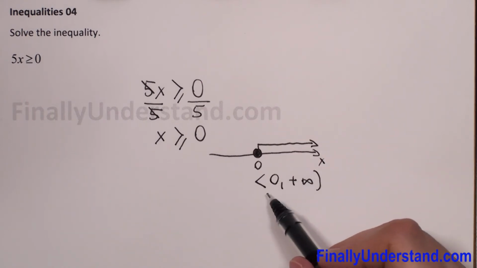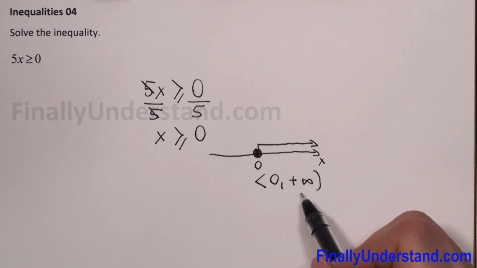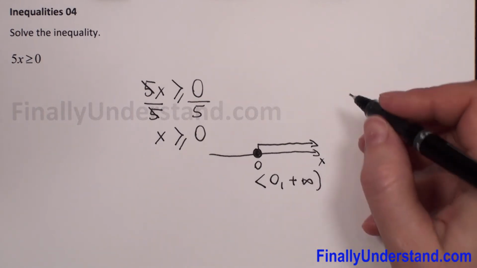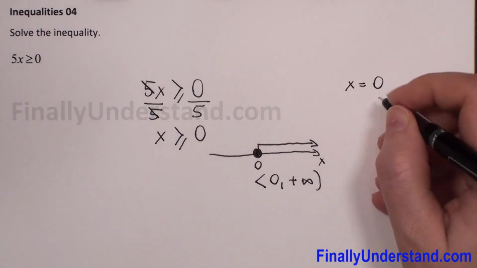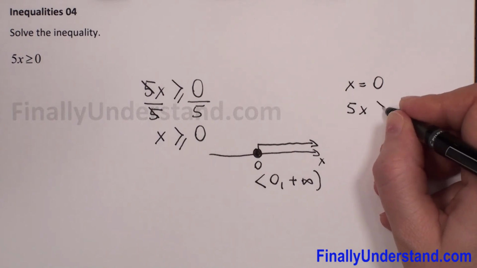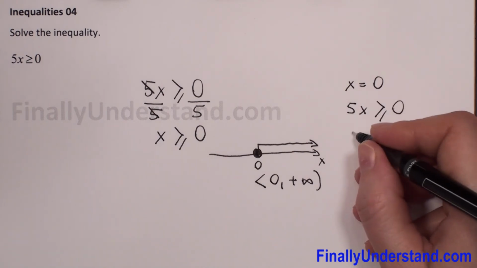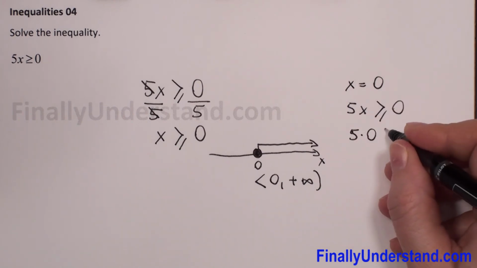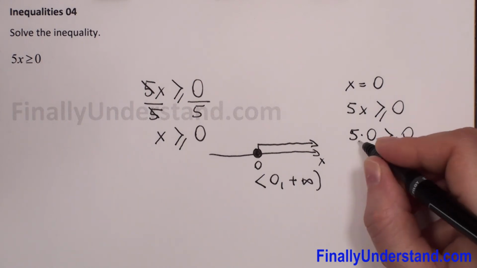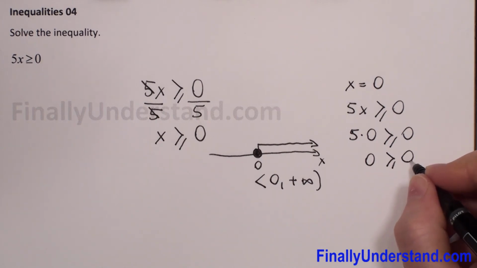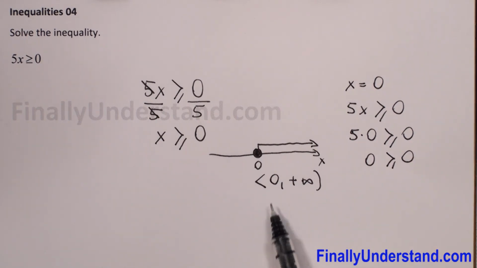Now we can check if our solution is correct. I have to choose one number from this interval. I can choose 0 because 0 is included. So for x equals 0, I just copy first this inequality: 5x is greater than or equal to 0. Now I replace x by 0. I have 5 times 0 is greater than or equal to 0. 5 times 0 is 0. So this is true. 0 is equal to 0. So our solution is correct.